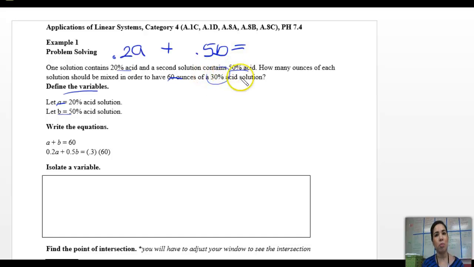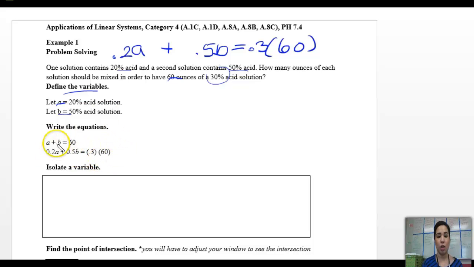While you're multiplying, you're saying, okay, this is how many ounces I have: 20% of these and 50% of these ounces, added together, is how many total ounces of acid you have. And you want that to be equal to 30% of the total number of ounces. So this is 0.3 of 60 ounces, because that's the total you have. So it's 0.3 times 60. I set up my equations: A plus B equals 60, and 0.2A plus 0.5B is equal to 0.3 times 60.